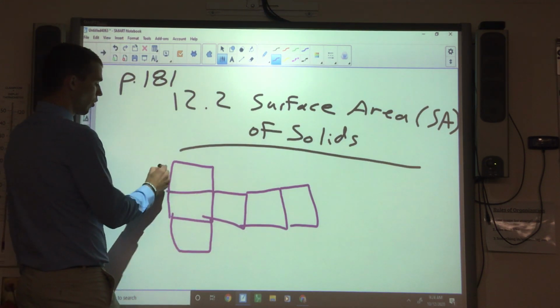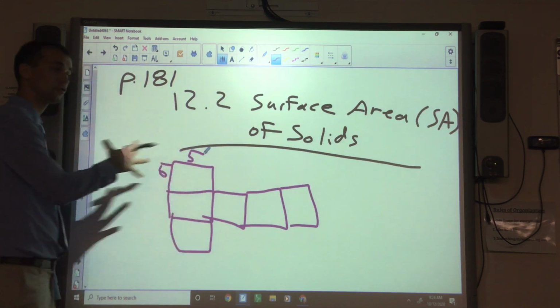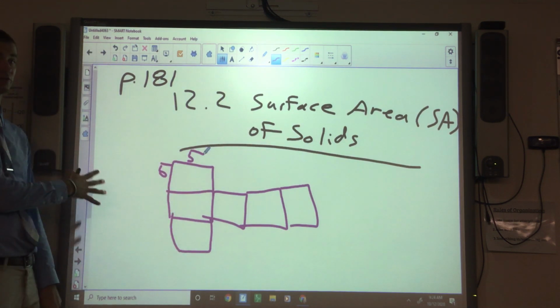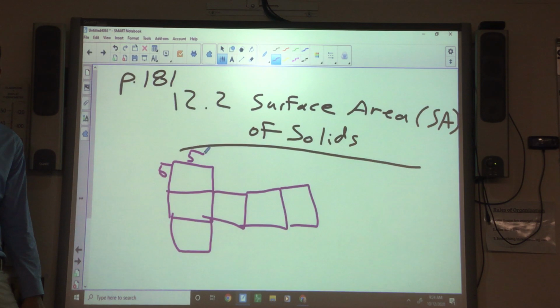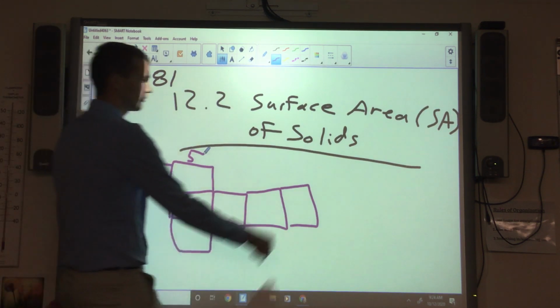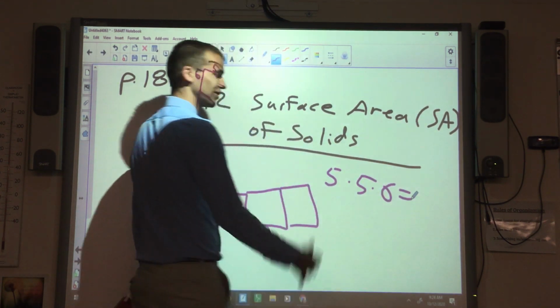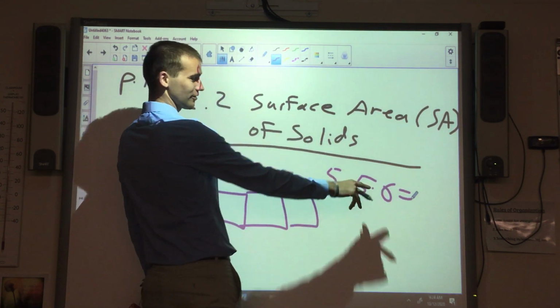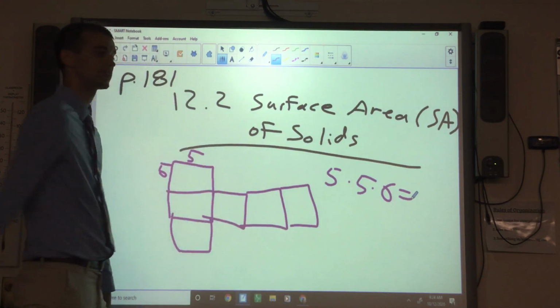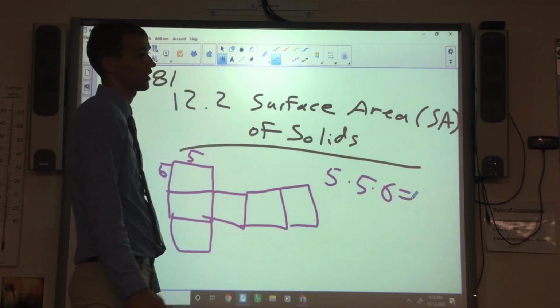So we know these are all 5 by 5. They're all squares, so they're all the same size. And how many squares do we have? 6. So basically, you're just doing 5 times 5 times 6. You can do them in any order you want. You could do 5 times 5. I don't know what 25 times 30 is off the top of my head. No, actually, I could figure that out.